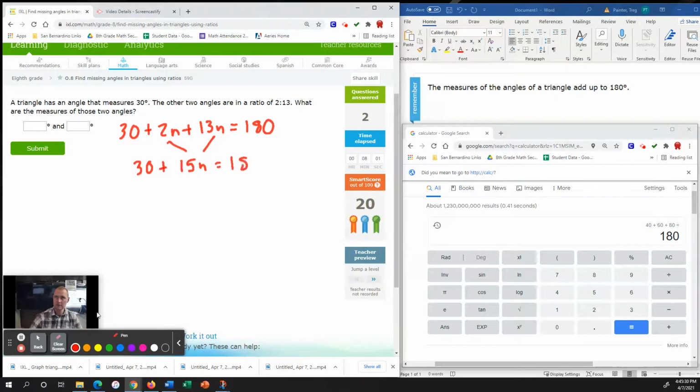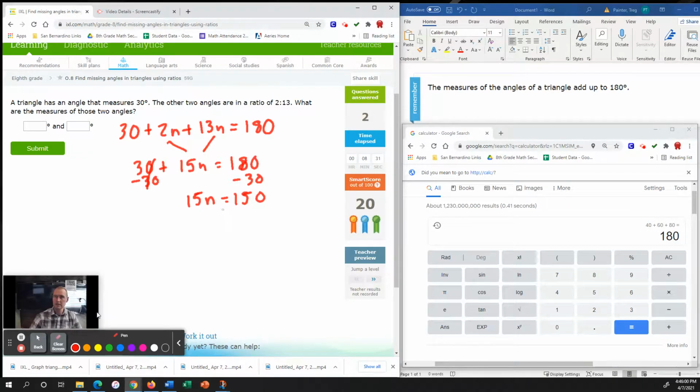Equals 180. In order to get n by itself, we're going to subtract 30 from both sides. So minus 30, minus 30. And the 30's cancel out. Therefore, we have 15 times something equals 180 minus 30, which is 150.